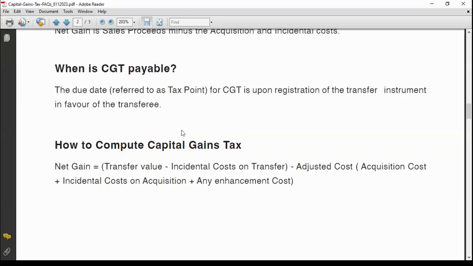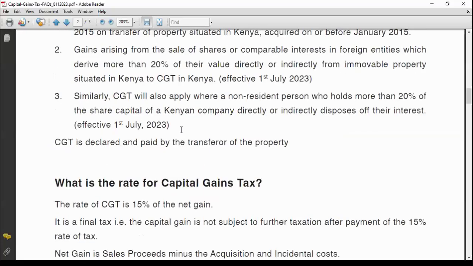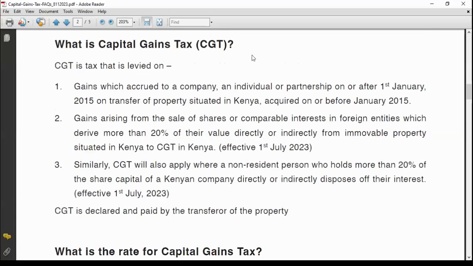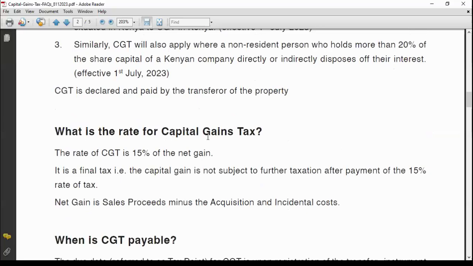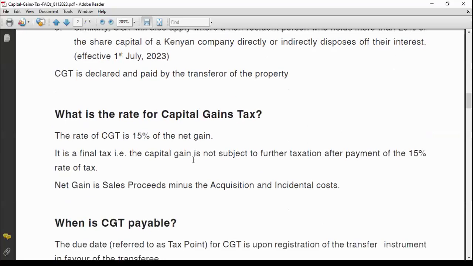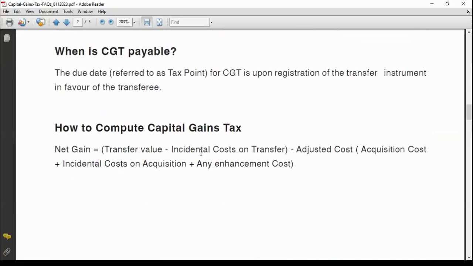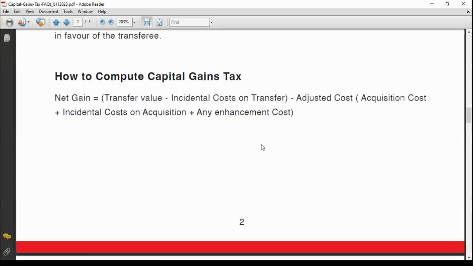So to get this 5 marks, first of all, you define what is capital gain tax. Then the rate is 15% of net gain. That is the second point. Then you say what net gain is: transfer value minus the net cost on transfer, minus adjusted cost, that is acquisition cost, which is net cost on acquisition plus any enhancement cost. Then you do your calculation and give your answer. You get your 5 marks.